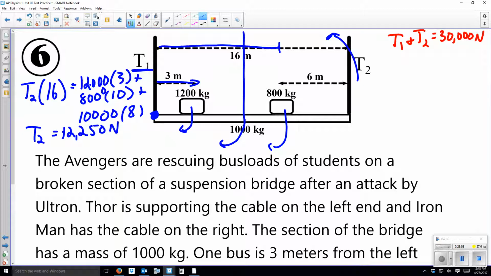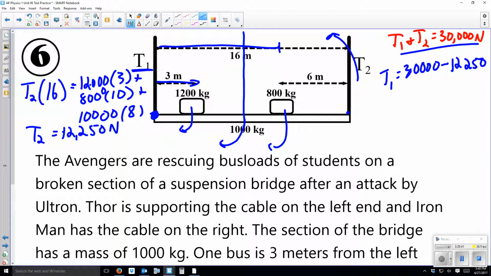Now you could go back and reset and make this other tension your axis of rotation, or because you set this up top in the corner, T1 plus T2 equals 30,000, that means that T1 is equal to 30,000 minus the 12,250 that we just calculated. And when you subtract it, you end up with a tension 1 of 17,750.